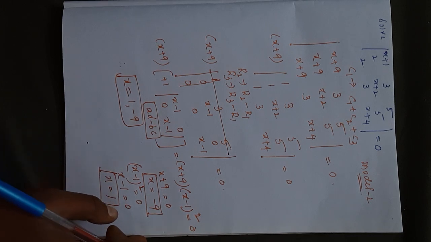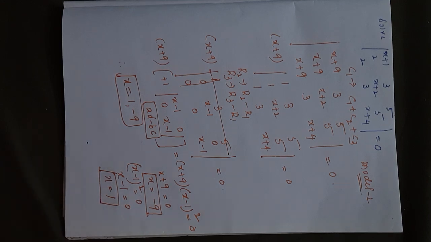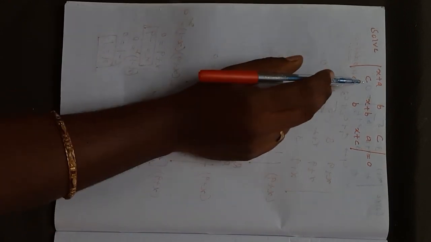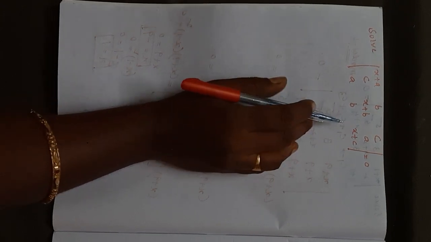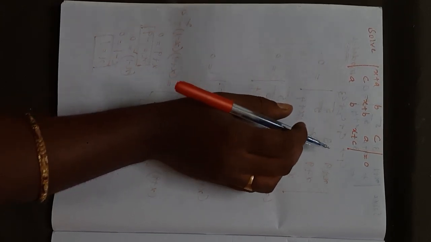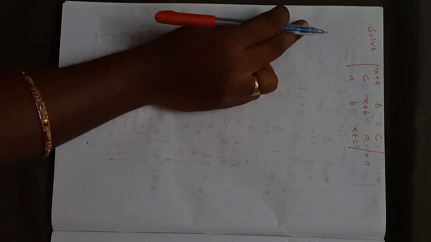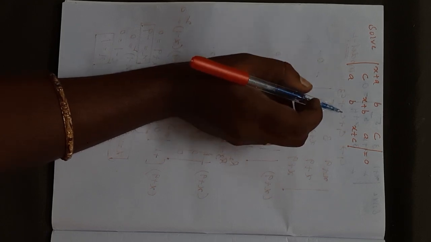So from this, we have completed total model 1 and model 2, and we have proved some questions and we have solved some questions. So our next question, solve the determinant with rows x plus a, b, c; c, x plus b, a; and a, b, x plus c equal to 0. So here also solve means to find the value of x. So here we have to apply model 2.